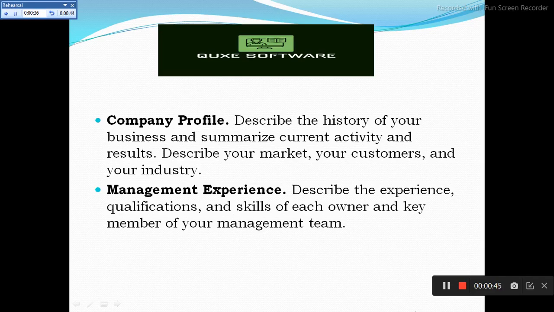Management experience. Describe the experience, qualifications and skills of the owner and management team. This will show the strength of the management team.